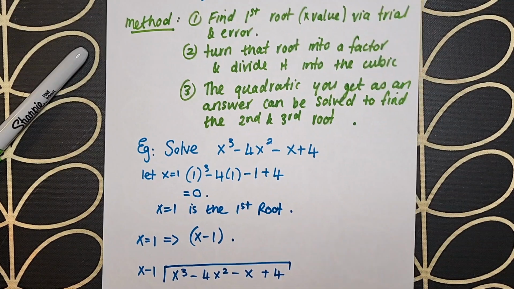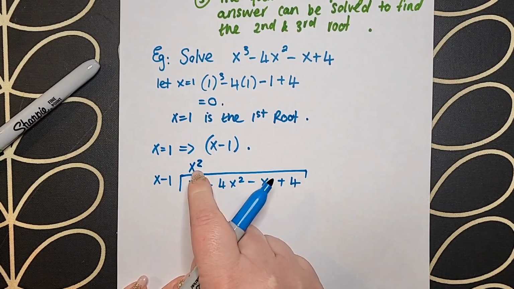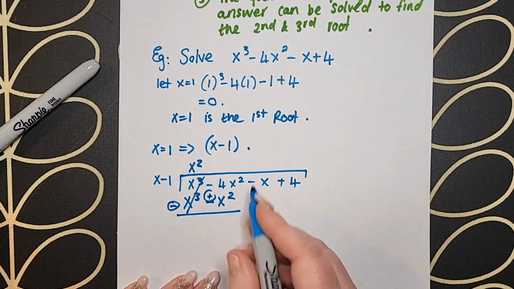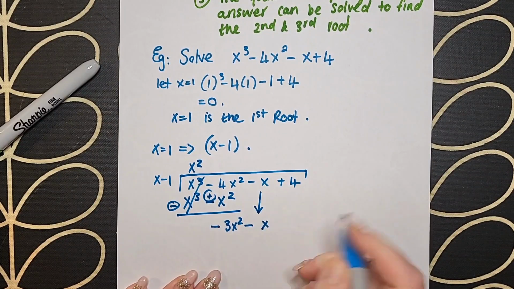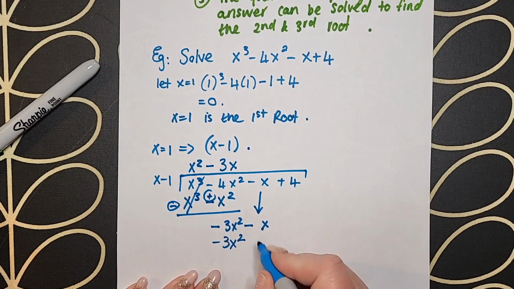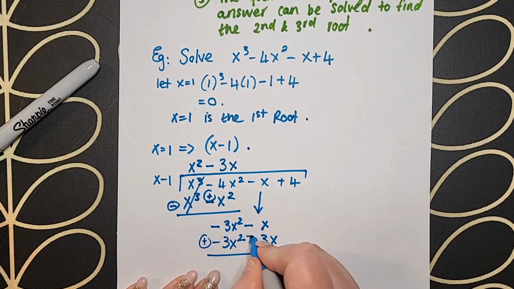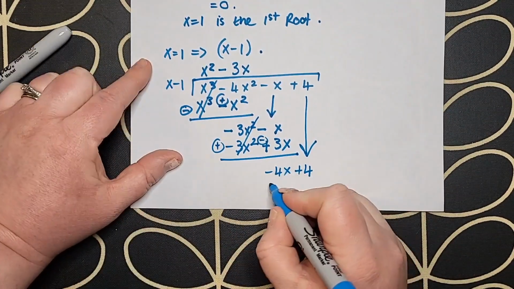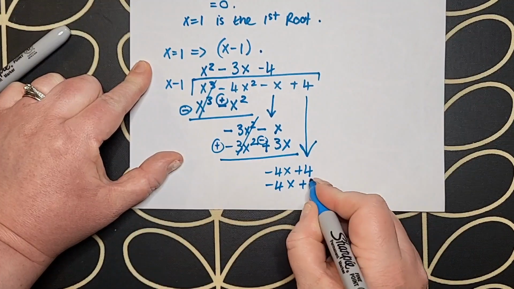I have a lovely little example for you here where actually when I subbed in x equals 1, it turned out to be the first root. If I hadn't got 0, I would have subbed in a few other values. It was just pure luck that the first one I subbed in was the 1. So what I do, I take x equals 1 and I turn it into a factor, which is x minus 1, and I divide that into my cubic.